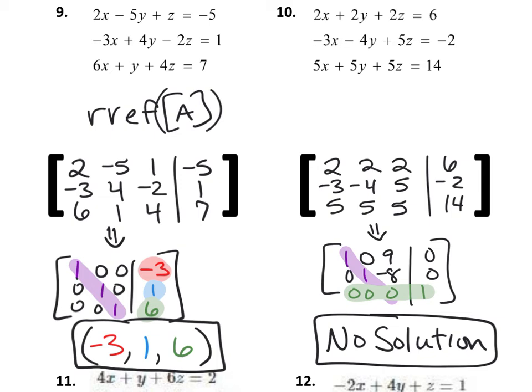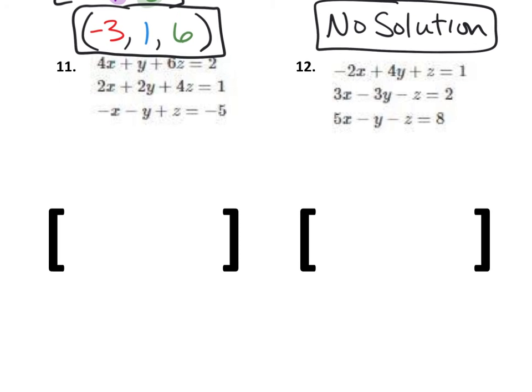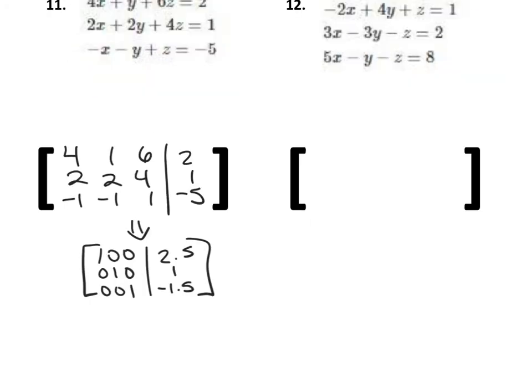We're going to keep going. Go ahead and do number 11. You got it. And if you get 11, go for 12. On number 11, hopefully I'm not cutting off your thinking. When you're doing this, we have the matrix 4, 1, 6, 2, 2, 2, 4, 1, negative 1, negative 1, 1, negative 5. When we do row reduced echelon form, the RREF in the calculator, we would get this. And this is absolutely fine for you to answer for me in decimal form.